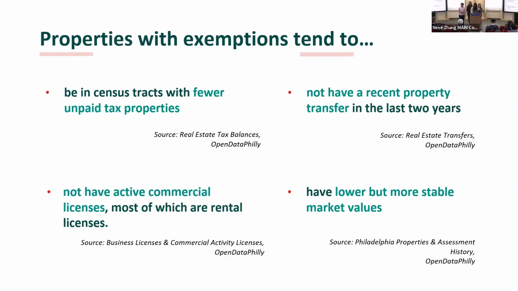So through exploring over 580,000 properties in Philly, besides the mailing address, we also find some properties with homestead exemptions share certain other characteristics, like exemption-holding properties clustering in census tracts with far fewer unpaid tax accounts, pointing to more stable owner-occupied neighborhoods. And beyond that, these homes almost never transfer ownership within 2 years and seldom carry commercial or rental licenses. And while assessed at slightly lower values, they exhibit much steadier market trends. So all of this data can not only help us discover our potential targets, but also allow us to think about why some properties have missed applying for their exemptions.